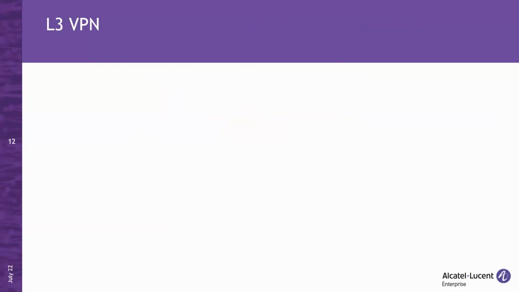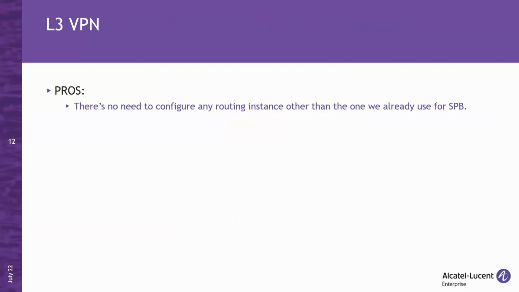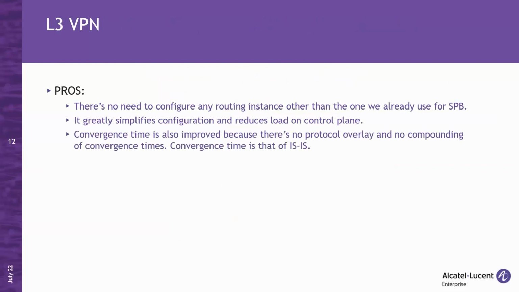Now, what are the advantages and the disadvantages of Layer 3 VPN? Let's start with the pros. There's no need to configure any routing instance other than the one we already use for SPB. It greatly simplifies configuration and reduces load on the control plane. Convergence time is also improved because there's no protocol overlay and no compounding of convergence times. The convergence time is that of ISIS. What are the disadvantages? Well, there are no disadvantages.